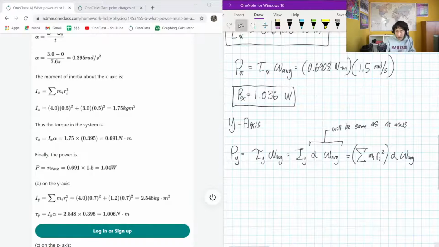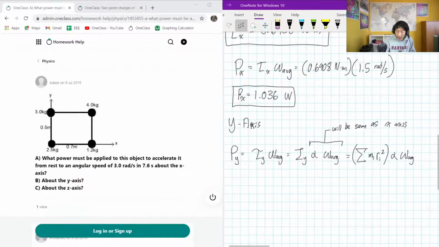Okay, so let's take a look at our diagram here, and we'll see if we're spinning about the y-axis, kind of like a flag. We can see that we have the 4 kilogram and the 1.2 kilogram that are going to be relevant to this moment of inertia calculation. The other two, since they're on the y-axis directly, will not contribute to the moment.